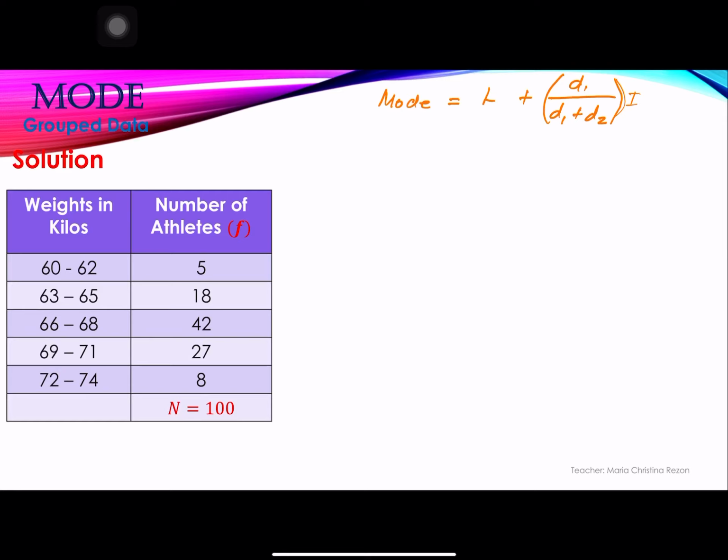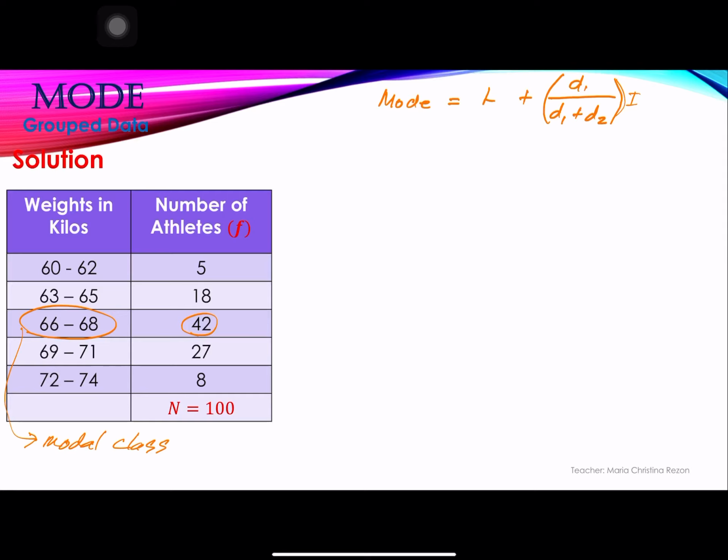So where is our modal class? The modal class is where the maximum or the highest frequency is found. So that 42 is our highest frequency. Therefore, this is our modal class. So the mode must be between 66 to 68.